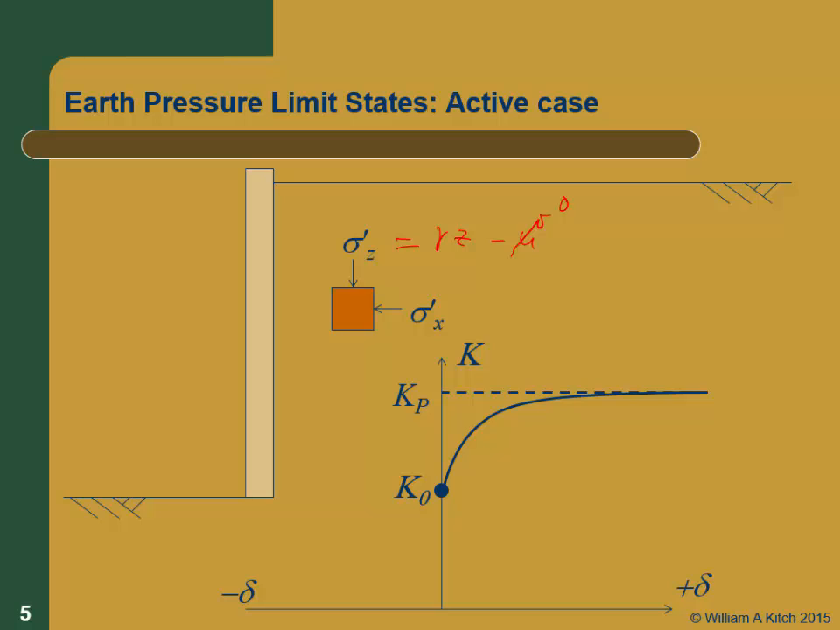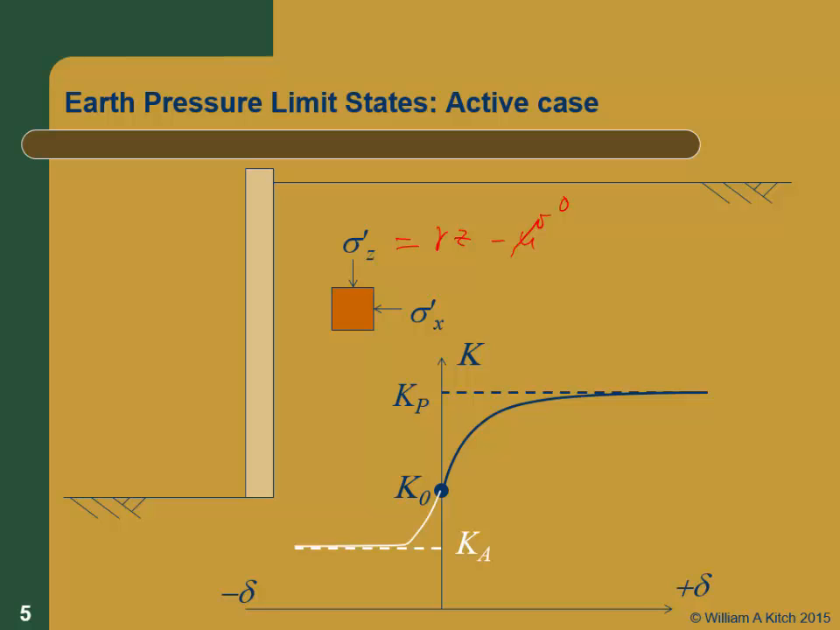So what's going to happen to the horizontal stress in this case? It's got to decrease, and it means K is going to decrease. And that's exactly what's going to happen. K is going to decrease, and it's going to reach some asymptotic value, which we're going to call Ka, for the active earth pressure coefficient.